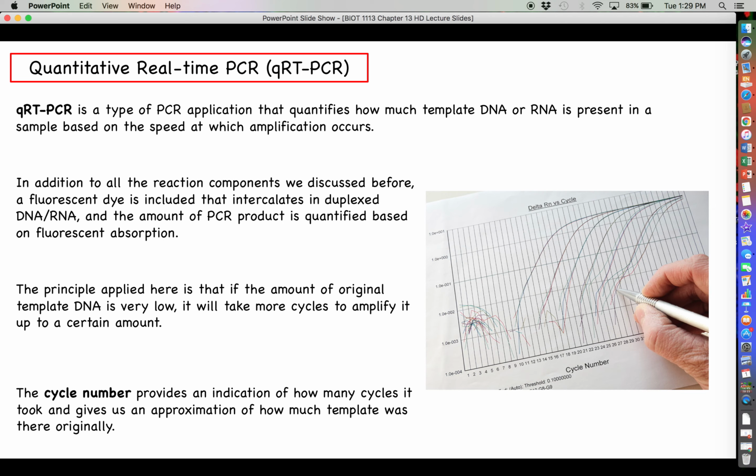So the real data that we're interested in here is something called cycle number. The cycle number gives you an indication of how many cycles of the PCR reaction it took to get us to a certain point on the fluorescence scale on the y-axis. Looking at this gives us an approximation of how much template was there originally. Usually the most common application of this is detecting the amount of messenger RNA in cells. So you can get a good idea of how much or how little a gene is being expressed in a cell by using QRT-PCR to determine how much of that messenger RNA was there originally.